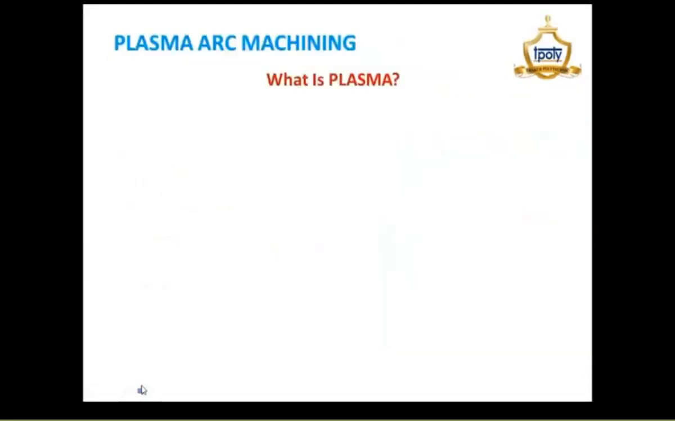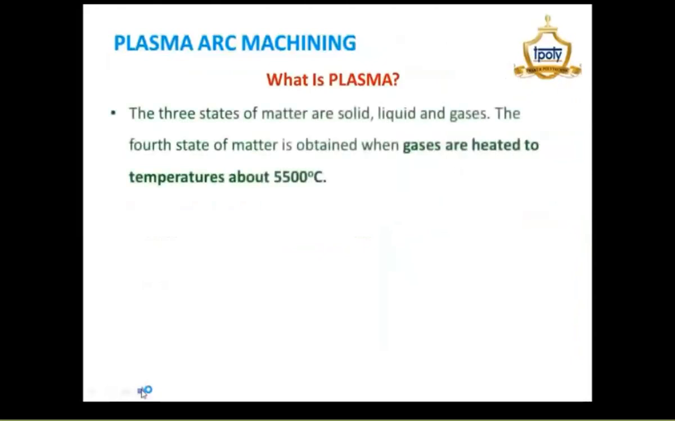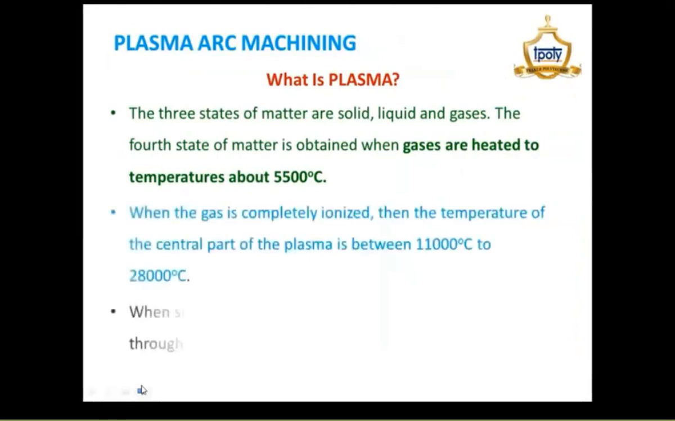So first of all, we should know that what is plasma. Everybody knows that there are three states of matter, that is solid, liquid and gases. And the fourth state of matter is obtained when the gas is heated to a temperature around 5500 degrees Celsius. So at a very high temperature we are heating the gas.